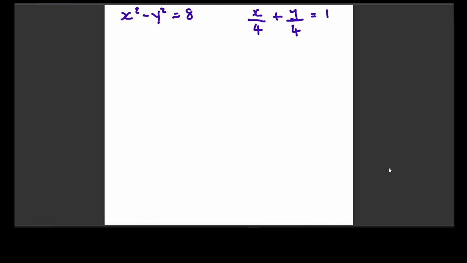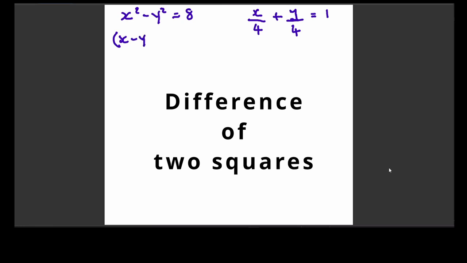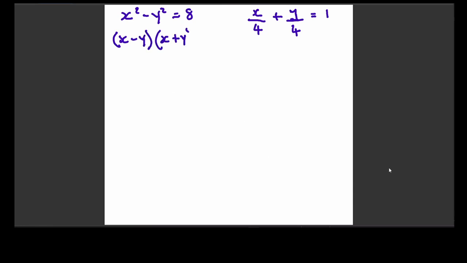We deal with these equations separately. X squared minus y squared is equal to 8. We note that this is a difference of two squares. So x minus y multiplying x plus y is equal to 8. Then we come to this equation.